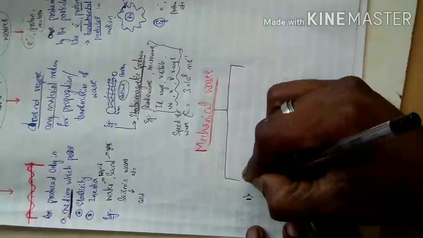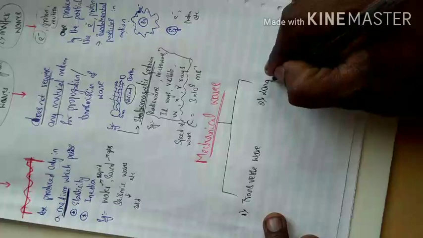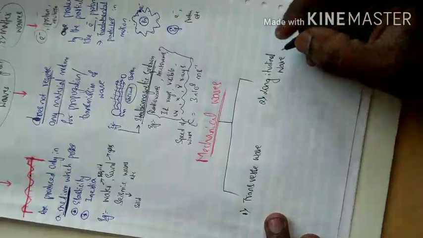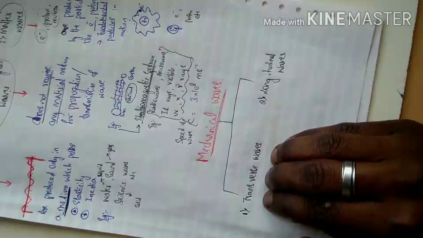The first one is called the transverse wave, and the second one is called the longitudinal wave. First one is called transverse waves, second one we call longitudinal waves. First I will explain with an example so that you can have a clear picture of what a transverse and a longitudinal wave is.